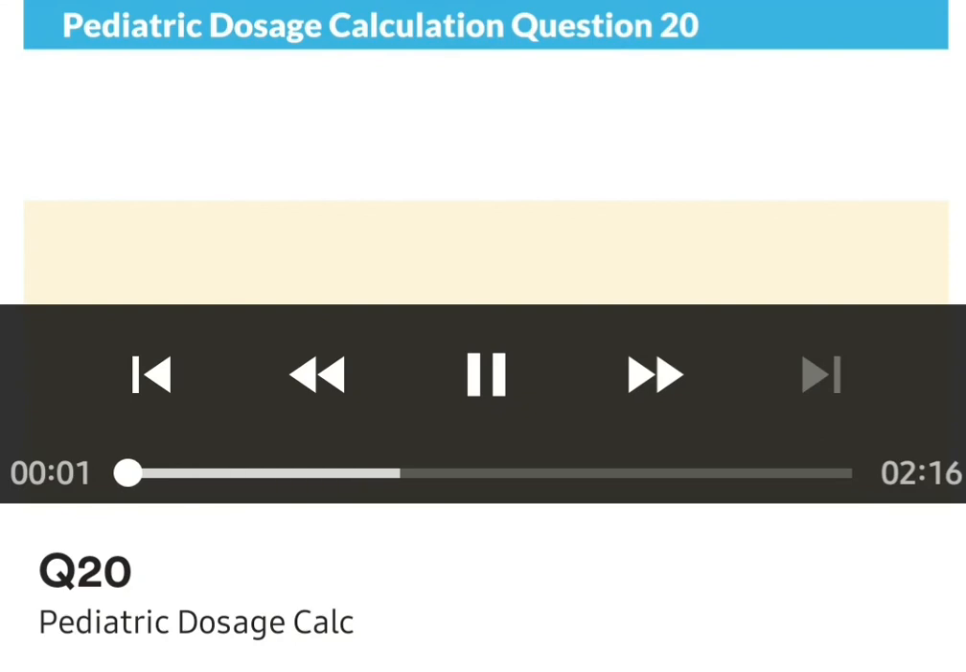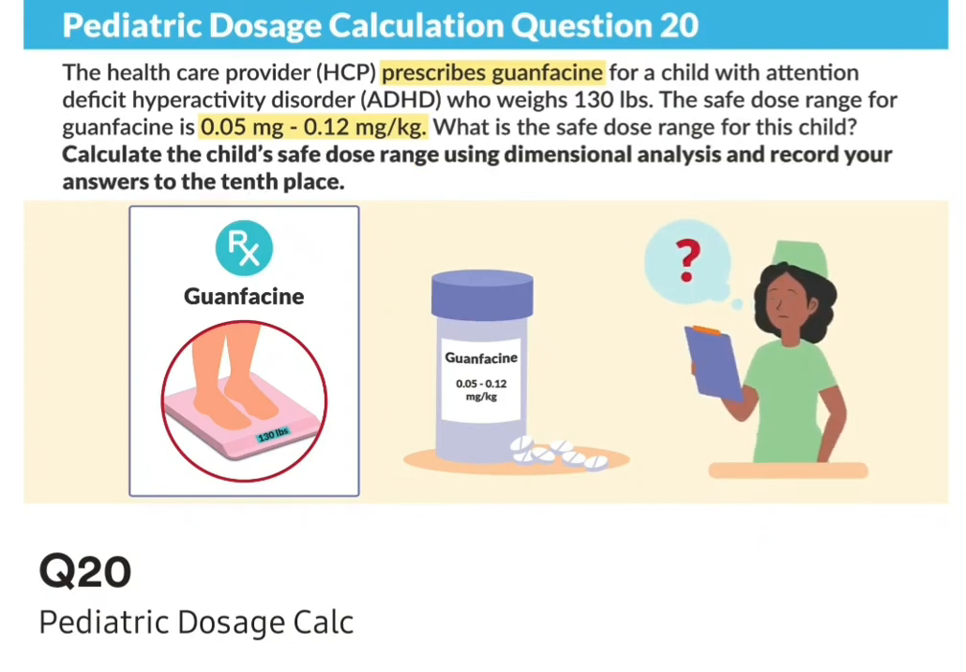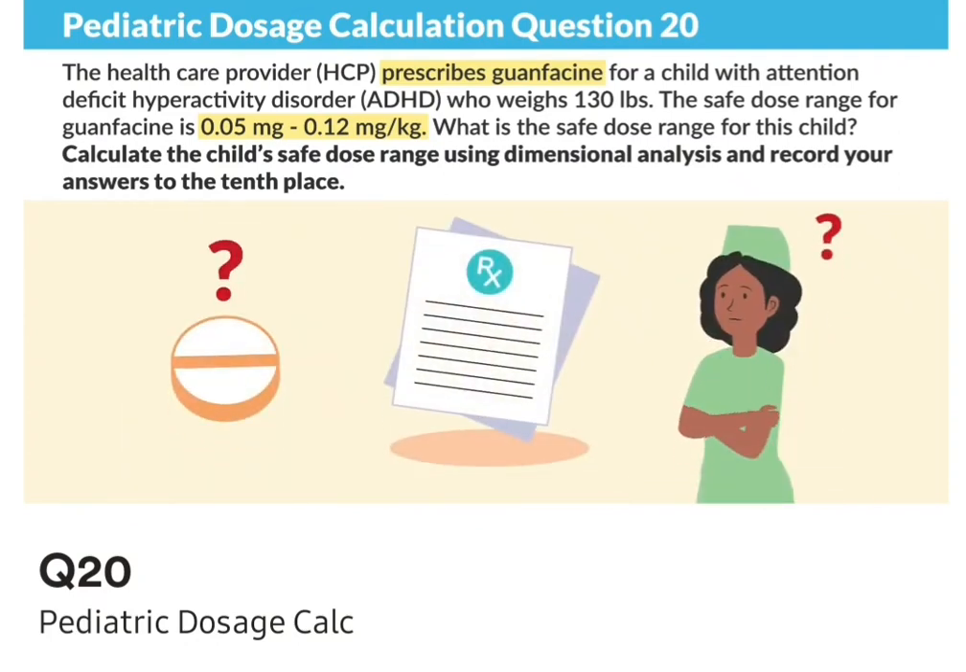Now, question 20 here. The HCP provider prescribes a certain medication for a child with ADHD who weighs 130 pounds. The safe dose range for this medication is 0.05 milligrams to 0.12 milligrams per kilogram. What is the safe dose range for this child? Now, the question is asking us to calculate the child's safe dose range using dimensional analysis and record your answer to the 10th place. Okay, so let's set this up.